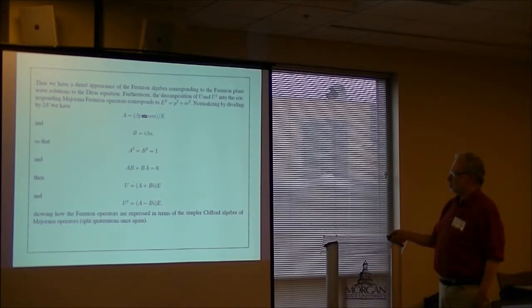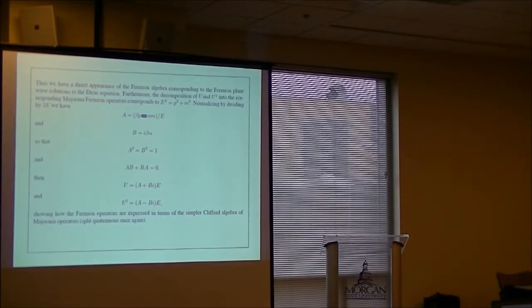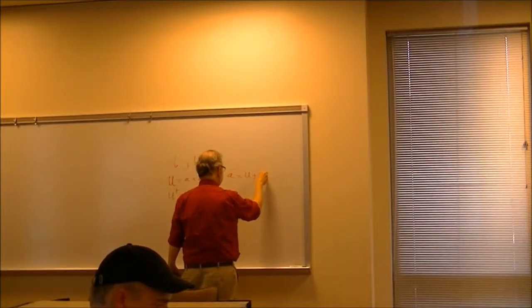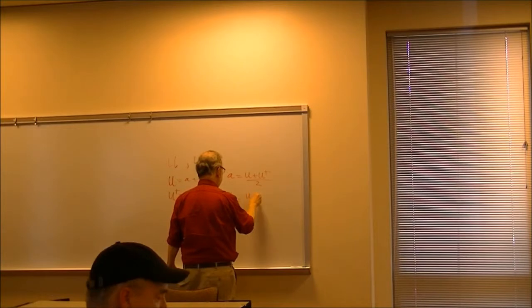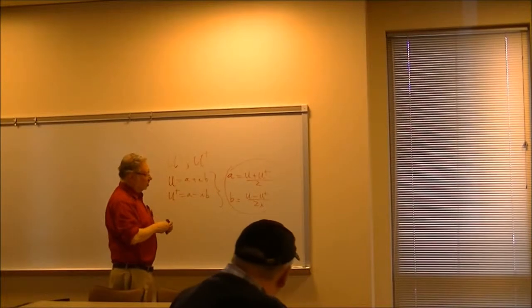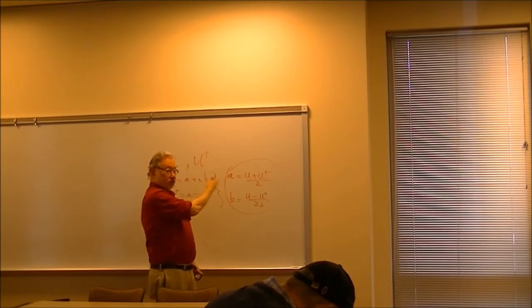So how do I find the Majorana operators? Well, I want a and b such that u is a plus ib. Here we have u and we have u dagger. So we're looking for a and b, so that u is a plus ib, and u dagger is a minus ib. So, of course, that says that A is equal to U plus U dagger divided by 2, and then B is equal to U minus U dagger divided by 2i. So, I can always get these guys from these guys, and it's easy enough to see that these then satisfy, up to a constant, the Clifford algebra that I wanted. That's just going back and forth between them.